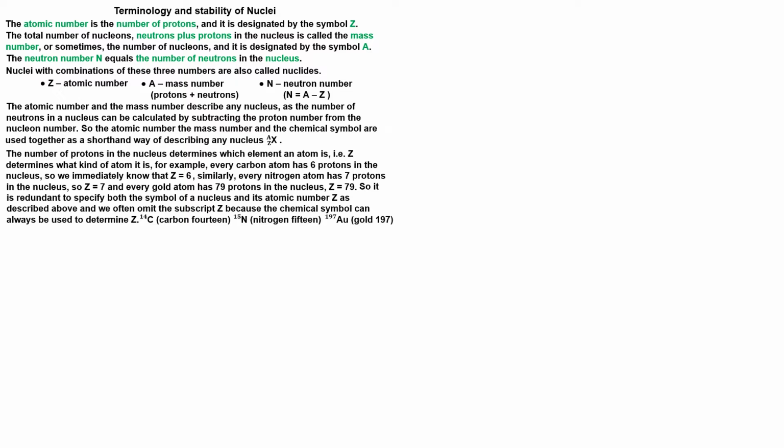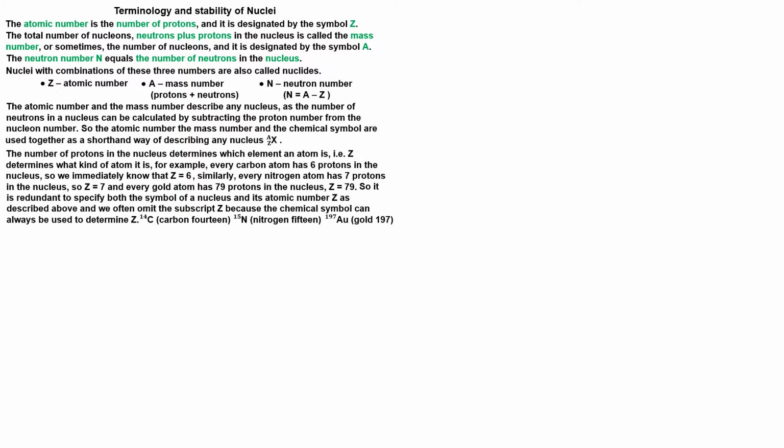So it is redundant to specify both the symbol of a nucleus and its atomic number Z, as described above, and we often omit the subscript Z because the chemical symbol can always be used to determine Z. So we say carbon 14, nitrogen 15, gold 197.